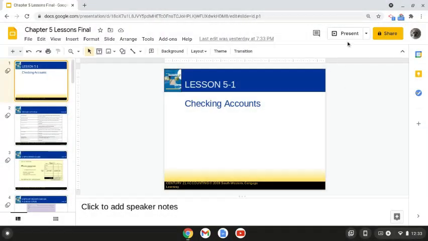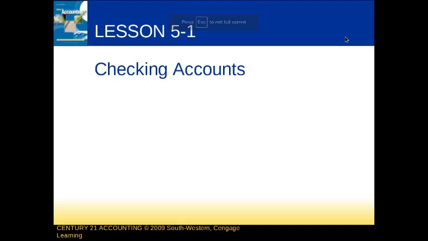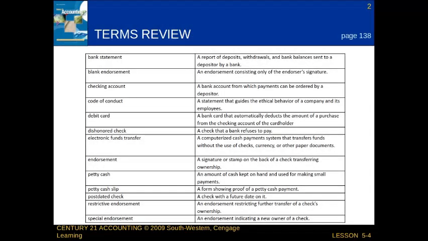Okay, so now we're going to be moving on to the 5-1 text, which is the first lesson of Chapter 5. And in this lesson, we will be learning about checking accounts. So these are the key terms that are going to be used throughout Chapter 5. A bank statement is a report of deposits, withdrawals, and bank balances sent to a depositor by a bank. A blank endorsement is an endorsement consisting only of the endorser's signature. A checking account is a bank account from which payments can be ordered by a depositor.